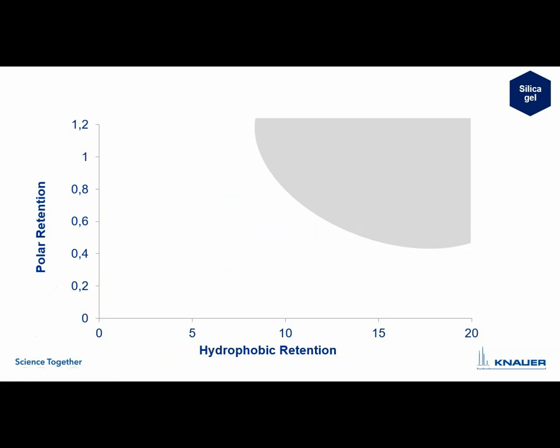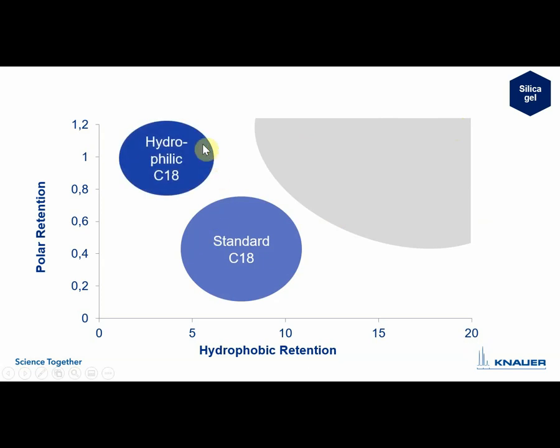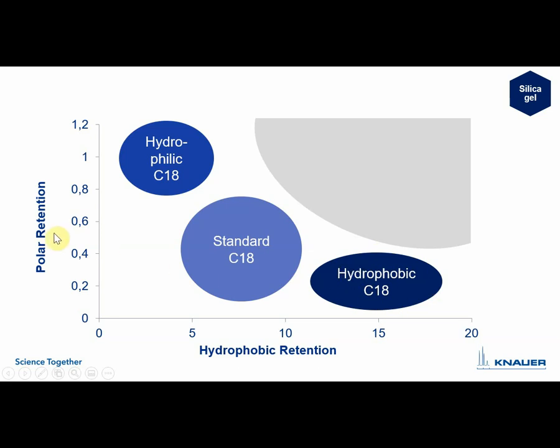If we plot both against each other, you will have an area over here that can never be reached by any particle. You can't have complete, perfect hydrophobic and hydrophilic retention at the same time. That won't work, so we don't expect any columns to be there. A standard C18 phase would be here in the middle. More hydrophilic ones would have a high polar retention and a low hydrophobic retention. And the more hydrophobic C18 phases would be the other way around, with a high hydrophobic and a low polar retention.